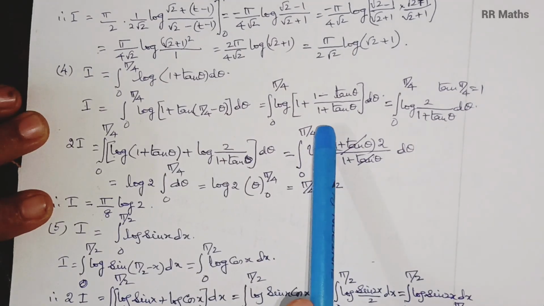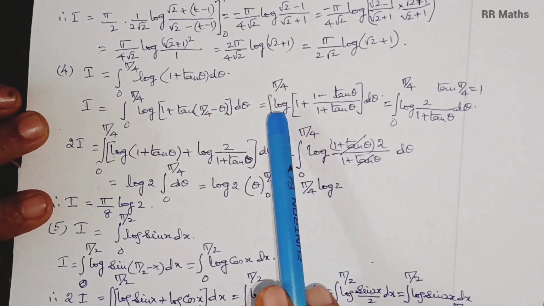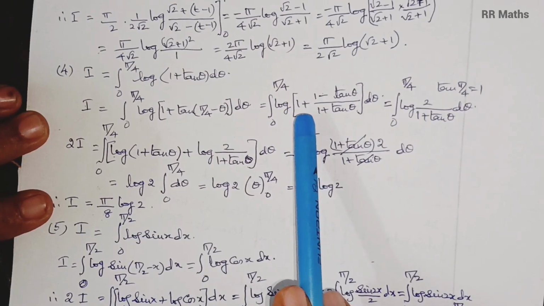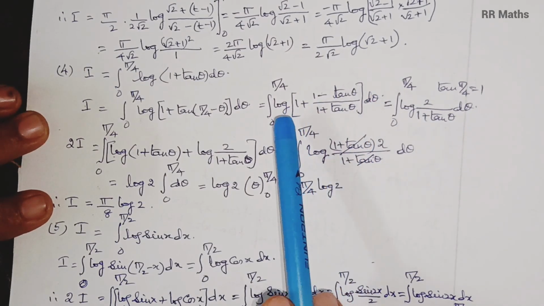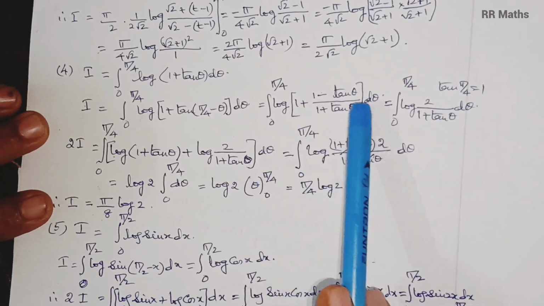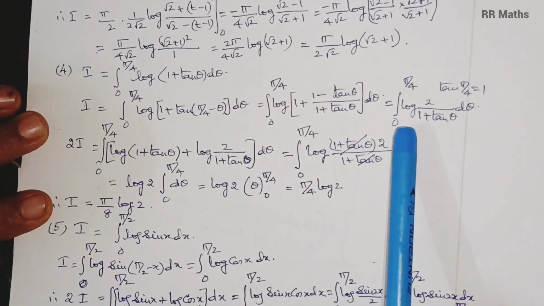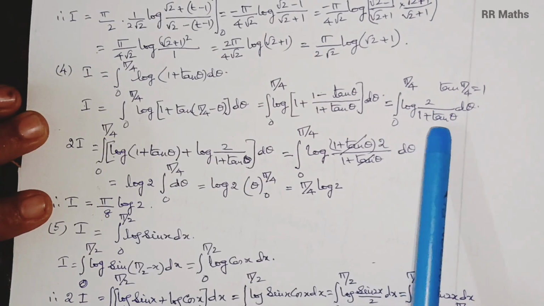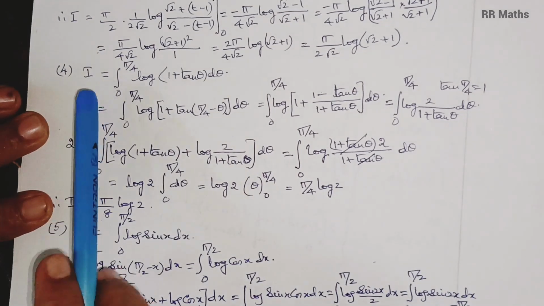This I will take LCM. So I am taking LCM with 1 plus tan theta. So the numerator becomes 1 plus tan theta plus 1 minus tan theta. Therefore, tan theta gets cancelled, leaving it as 1 plus 1, which is 2. So this integral now reduces to integral 0 to pi by 4 log of 2 by 1 plus tan theta into d theta.